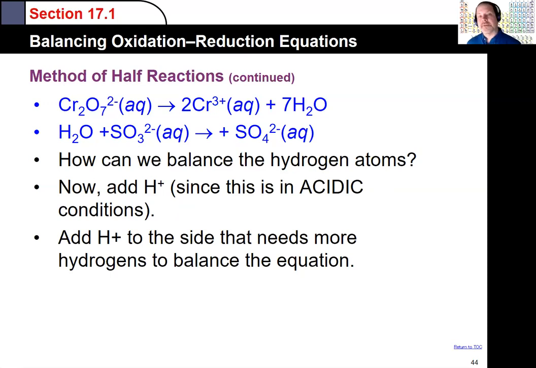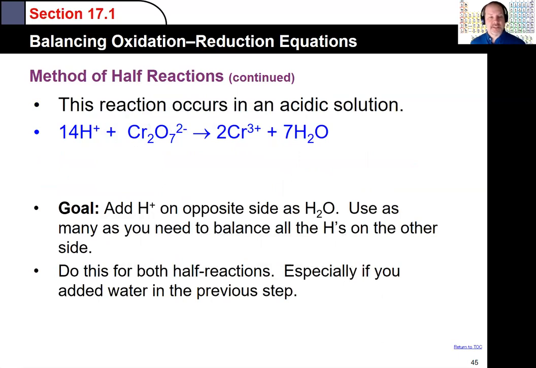So the next step is to add hydrogen ions on the opposite side of the water in order to balance all of those new atoms that we've added. So if I added 7 waters, I'm going to have to add 14 hydrogens on the opposite side to that. Here we show that step. Our goal now is to be laser focused on the hydrogens, ignoring everything else. Ignore charge, ignore oxygen, ignore chromium. Don't worry about any of that stuff. Laser focused on the hydrogens.